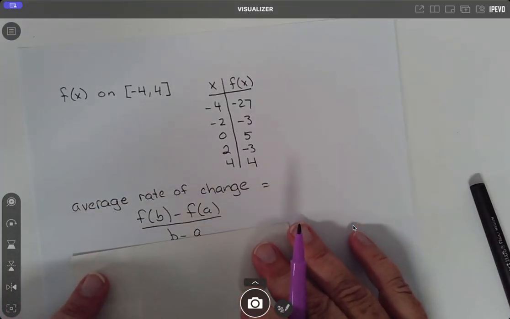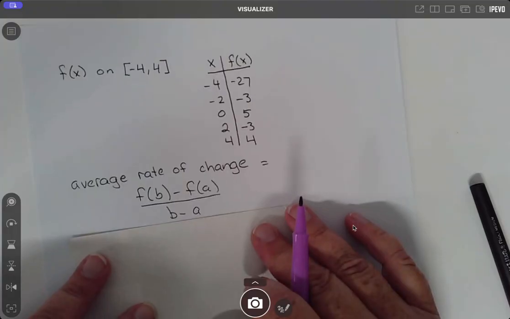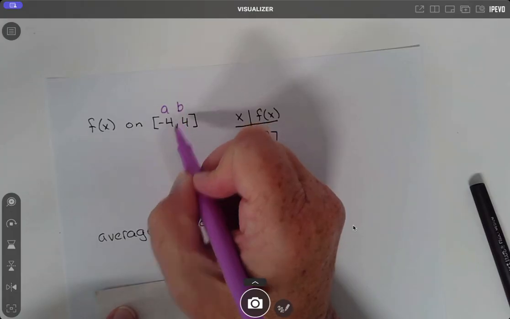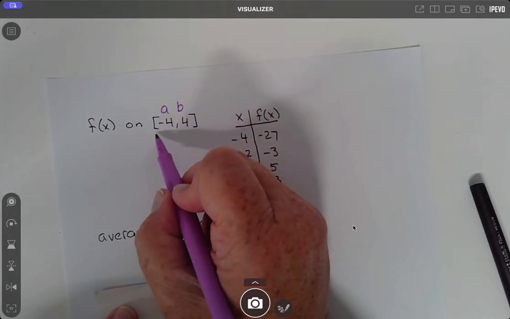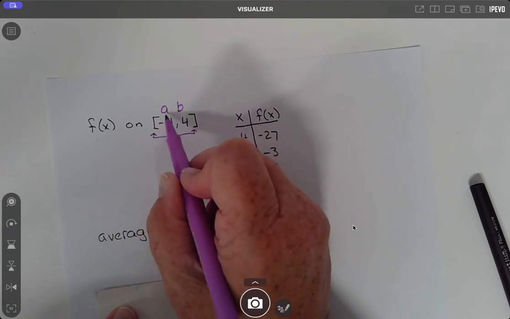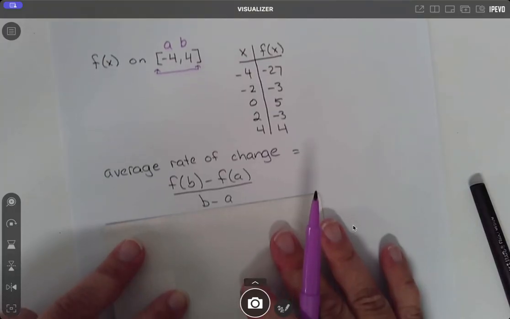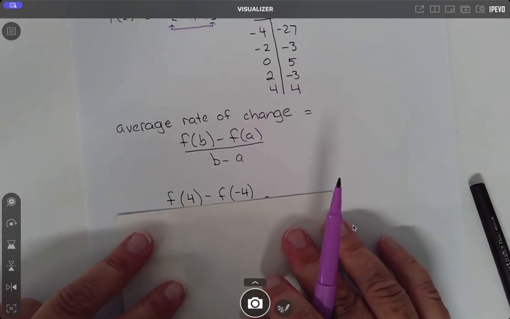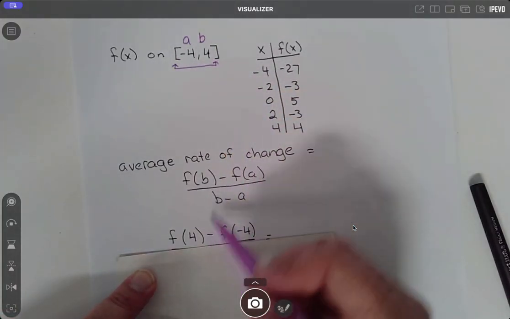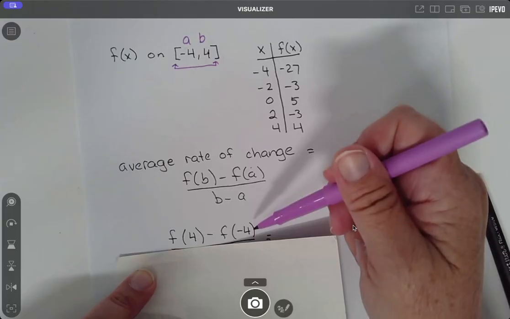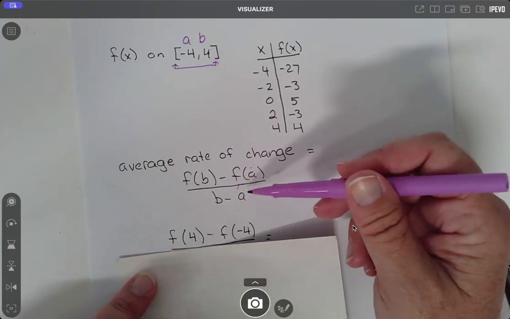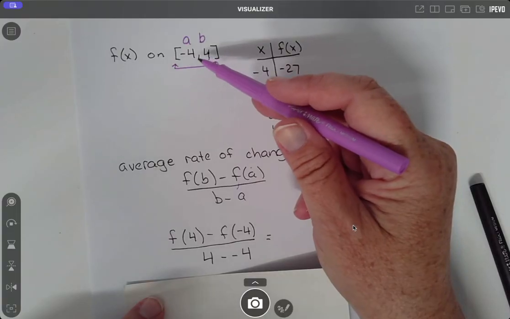Our average rate of change formula, f of b minus f of a over b minus a. In this case, this is a and this is b. So when you have an average rate of change problem, always look for these two brackets, and what's in between them will be your a and b. So let's substitute in. Instead of f of b, I'm going to write f of 4. Instead of f of a, I'm going to write f of negative 4. And I got that from up here. And then instead of b minus a, I'm going to write 4 minus negative 4.